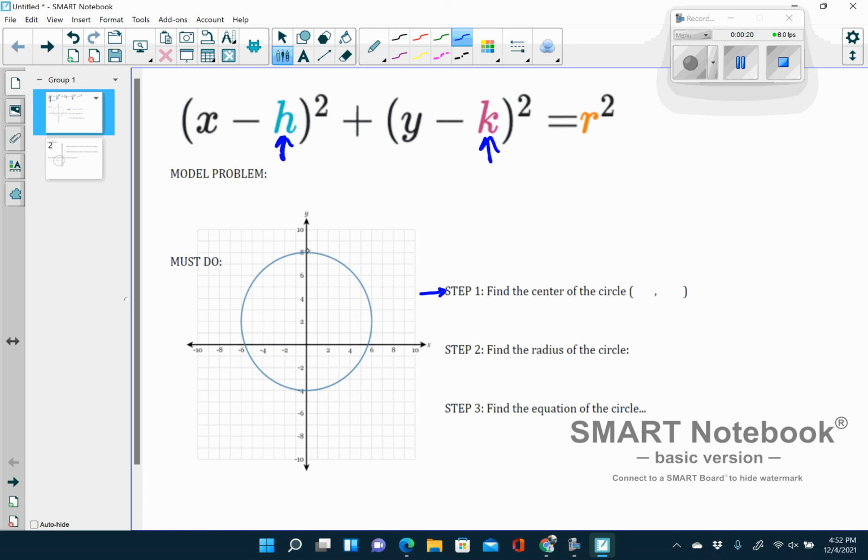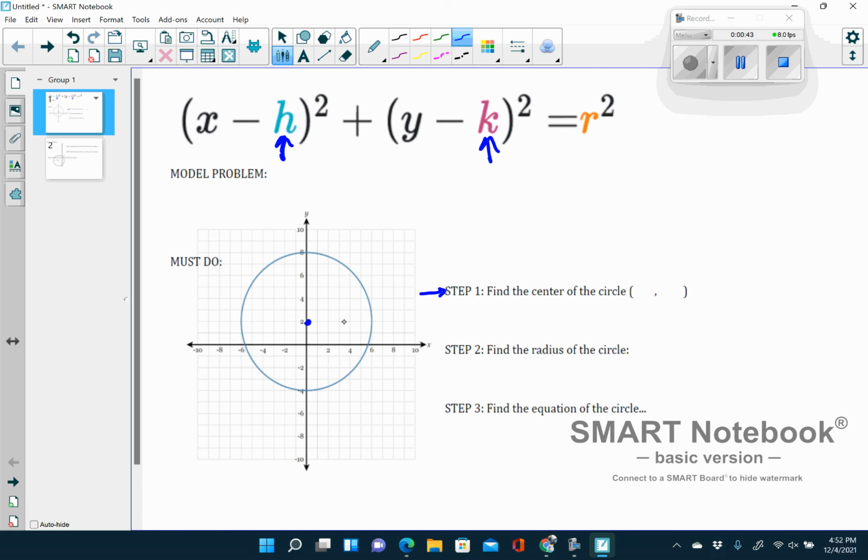A good way to do that is to pick the diameter of the circle. Just refreshing your memory, the diameter is from one endpoint to the other, going through the center of the circle. If I look at this circle right here, I would say that this is the center, and I can prove it by counting.